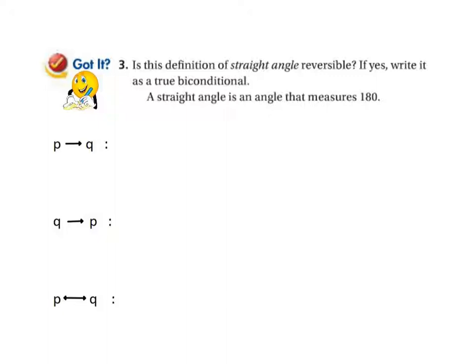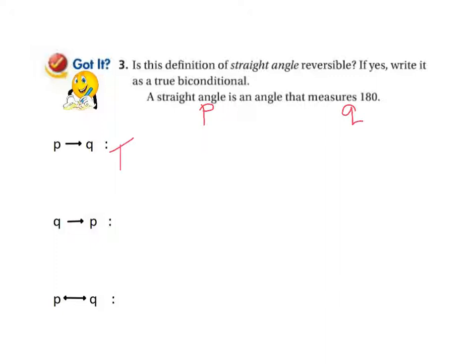Is this definition of a straight angle reversible? If yes, write it as a biconditional. All right. A straight angle is an angle that measures 180. The P is the straight angle, measures 180 is the Q. So if it's a straight angle, then it measures 180. True, that's what a straight angle does, yes. Let's flip it around. Okay, so I'm going to say that works.